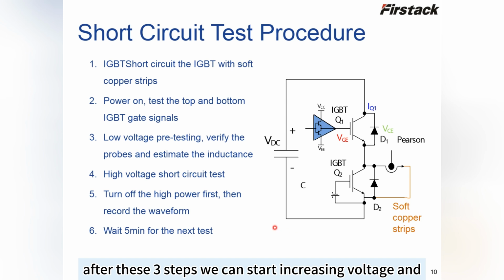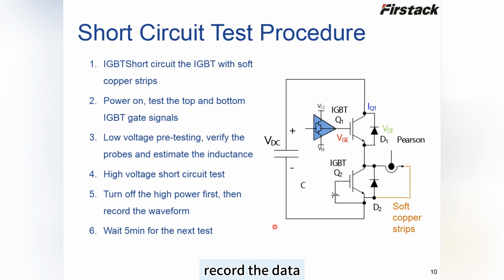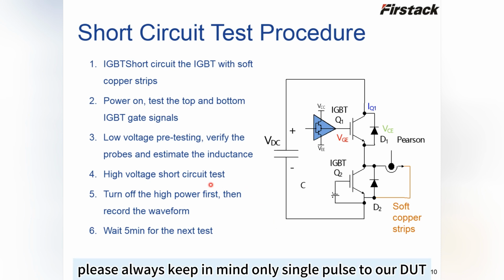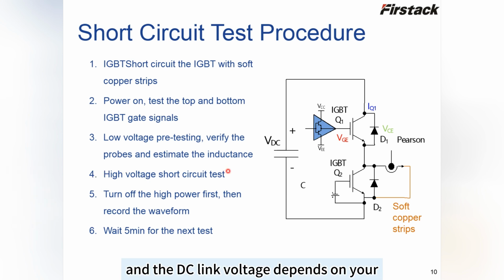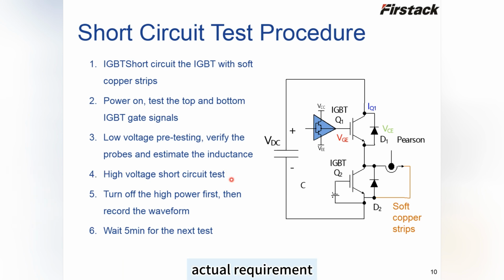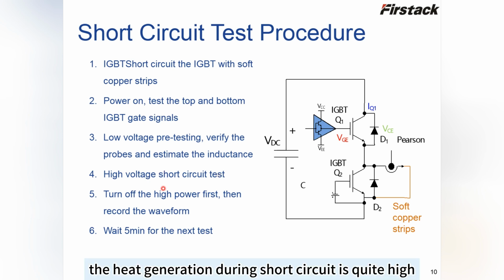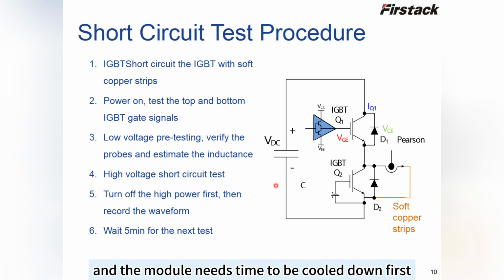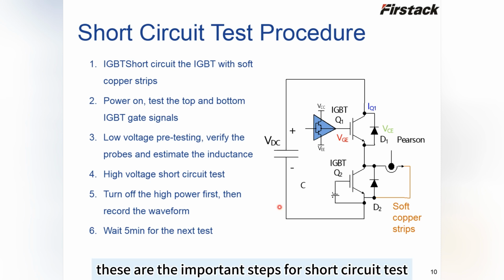After these three steps, we can start increasing the voltage and record the data. Please always keep in mind only a single pulse to our DUT, and the DC link voltage depends on your actual requirement. After the data recording, the first thing is always to discharge the system. If you want to repeat the test, a 5 minute pause is necessary, because, as I mentioned in the first part of this course, the heat generation during short circuit is quite high, and the module needs time to be cooled down first. These are the important steps for the short circuit test.